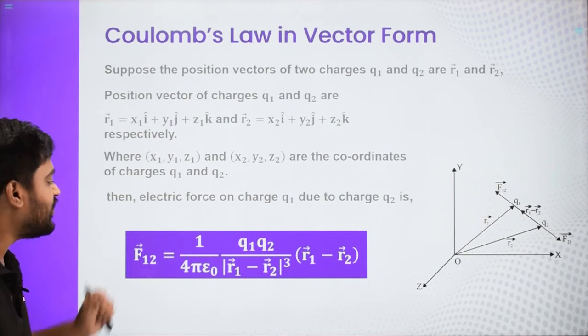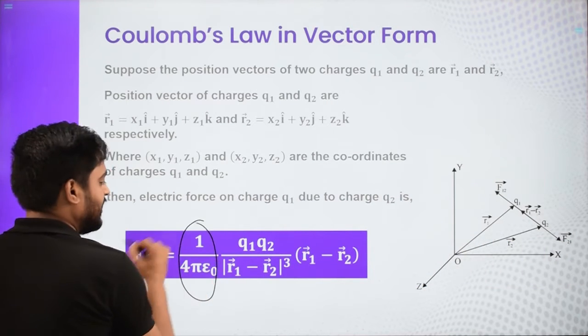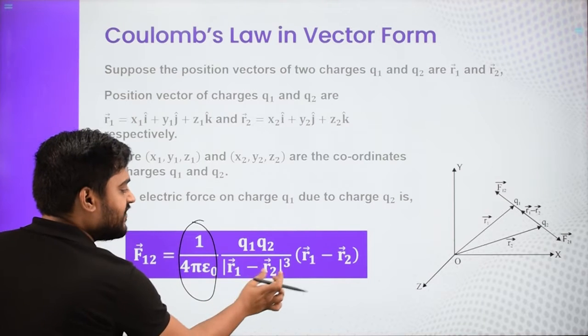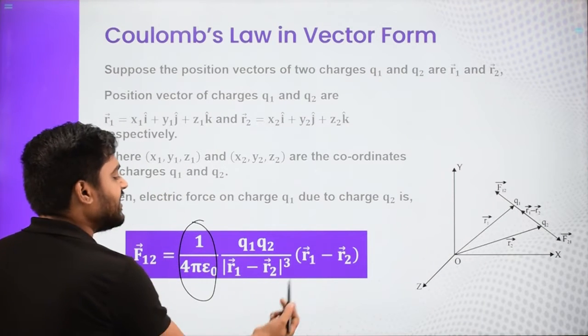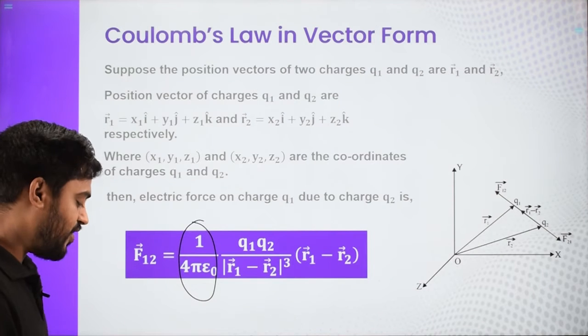So force on one due to other, this is nothing but K Q1 Q2 by R vector cube, and this R vector is R1 minus R2 vector. So this is the vector form of Coulomb law.